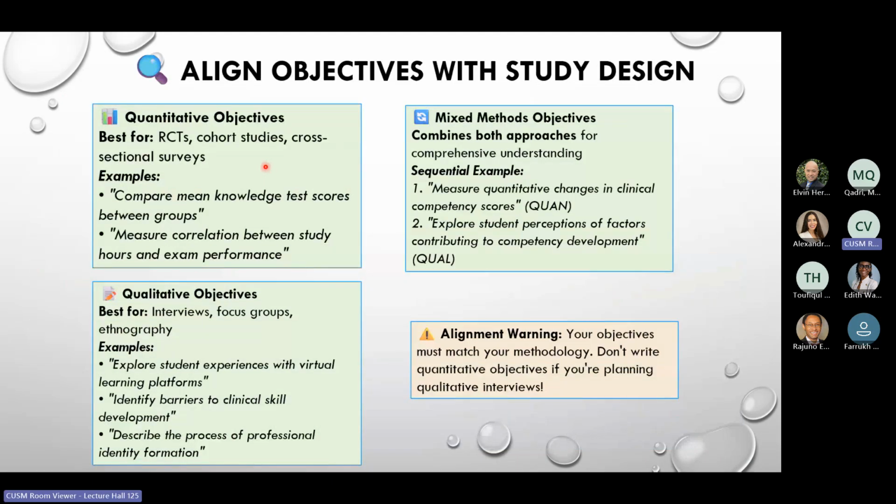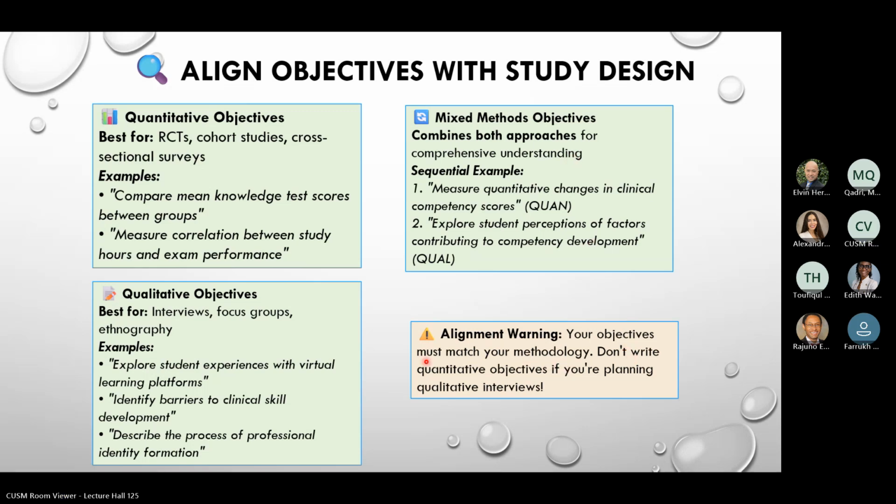Align your objectives with your study design. For quantitative objectives, it's best for randomized control trials, cohort studies, cross-sectional surveys. Really, quantitative objectives, particularly when quantitative data is what you're searching for. It can also be used for qualitative objectives. It's really great for very specific information regarding interviews, personal interviews, focus groups, ethnography. Because it's involved in both quantitative as well as qualitative research, you can even use it in mixed methods research where you have a quantitative element in which you're collecting quantitative data as well as qualitative data where the data is from interviews or focus groups.